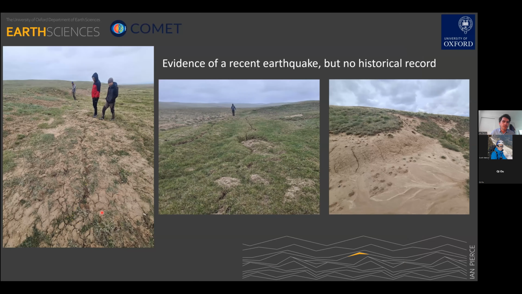Also, all along this fault zone, we found evidence of a recent earthquake in the form of ground cracking and even some fresh fault scarps, but there's no historical record of an earthquake here.